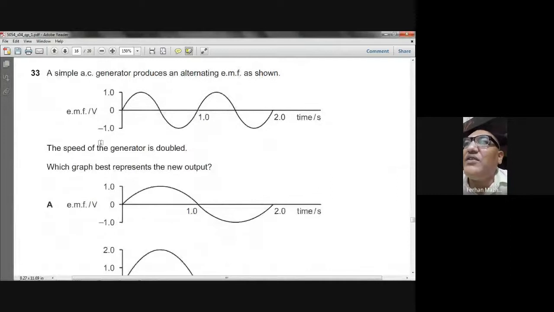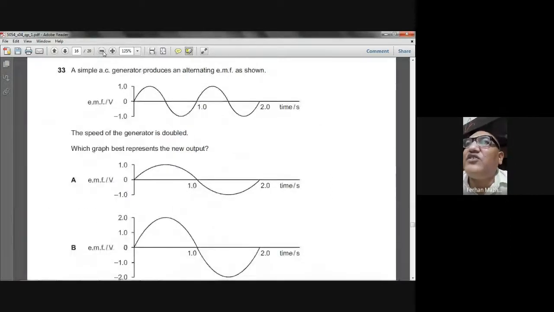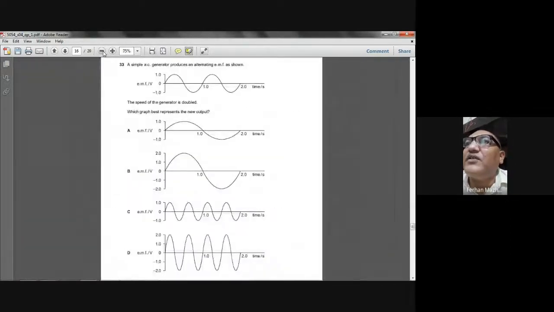Okay, so we are going on to the next question. The next question is a bit tricky. A simple AC generator produces an alternating EMF as shown. So the voltage is 1 volt and the time period is... sorry, not 2 seconds. The time period is 1 second, because in 1 second a wave is completed.